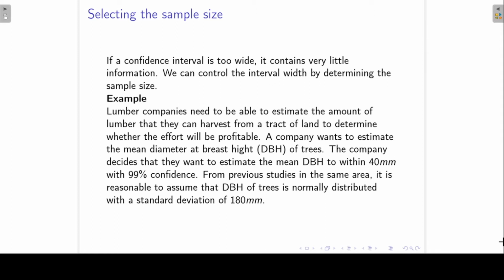Lumber companies need to be able to estimate the amount of lumber that they can harvest from a tract of land to determine whether the effort will be profitable. Now, a company wants to estimate the mean diameter at breast height, which we call the DBH of trees. The company decides that they want to estimate the mean DBH to within 40 millimeters with 99% confidence. From previous studies in the same area, it's reasonable to assume that DBH of trees is normally distributed with a standard deviation of 180 millimeters.